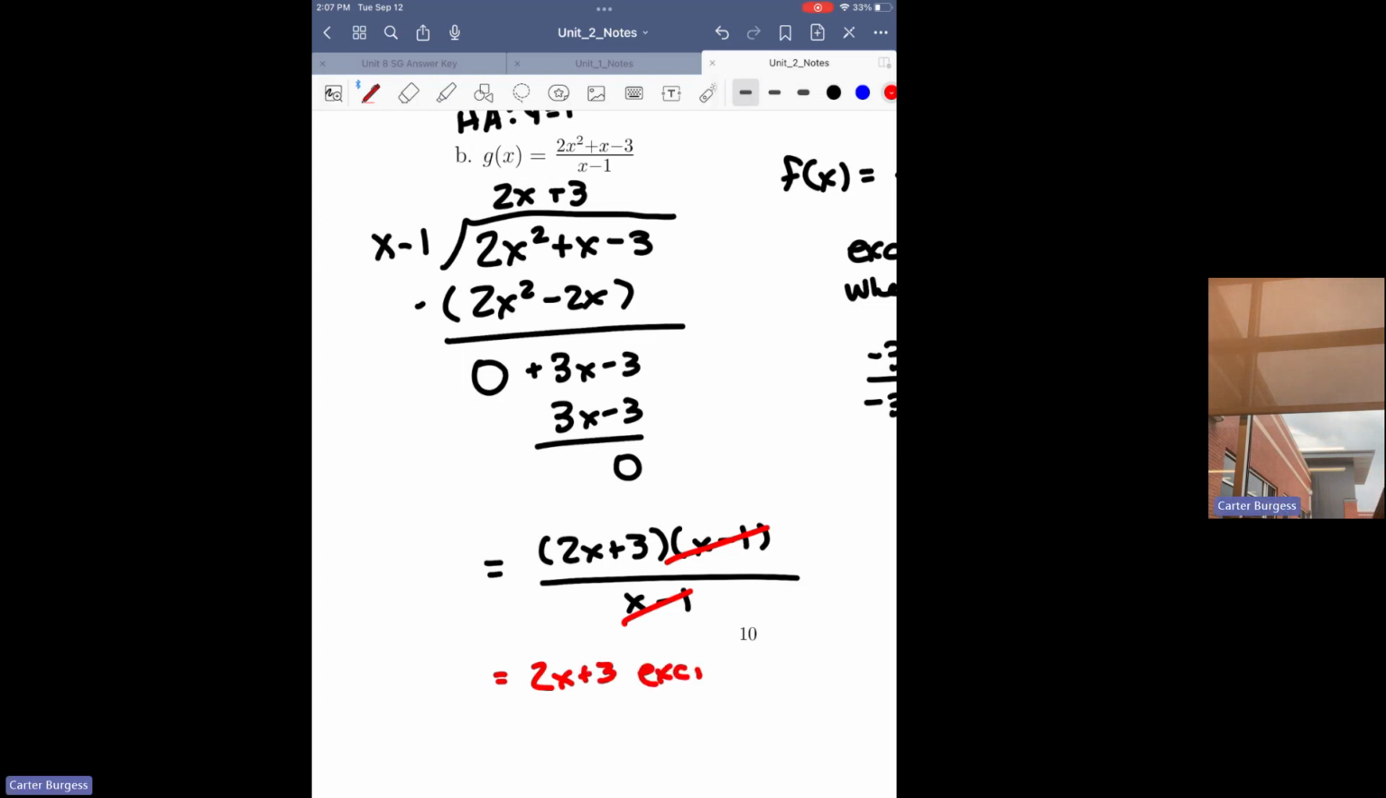Except when what? When x equals 1. And so what is the only thing that I'm missing here for my hole? We just need the y. How do I find the y? Plug in 1 into x. And so what is that y value that we get? I think 5. Yeah. You're good.